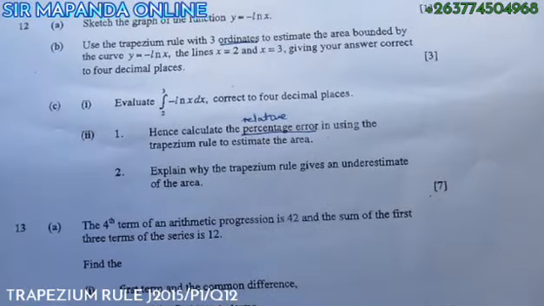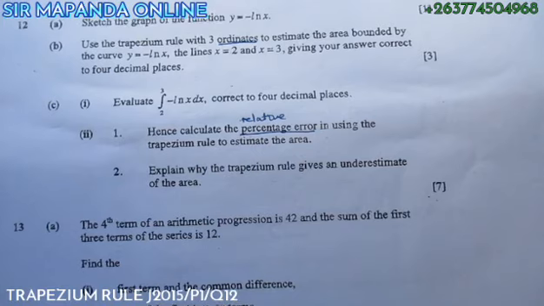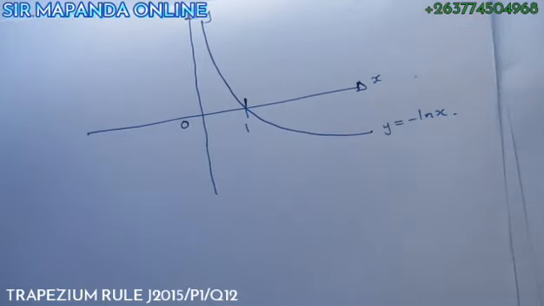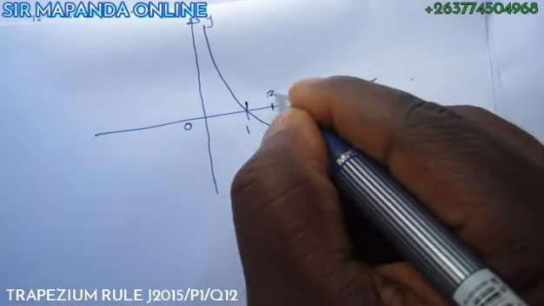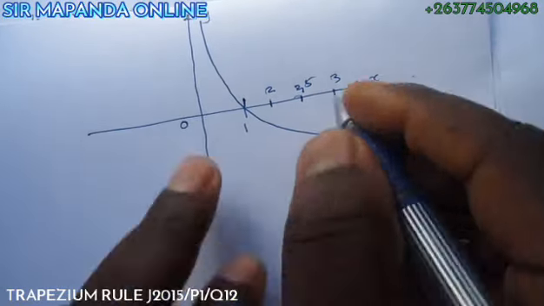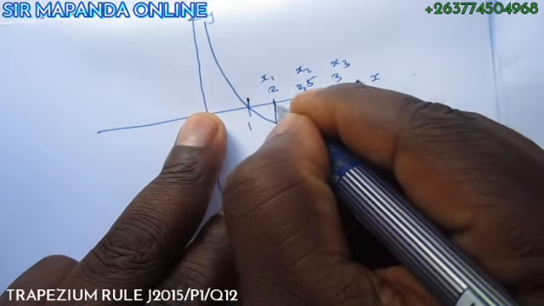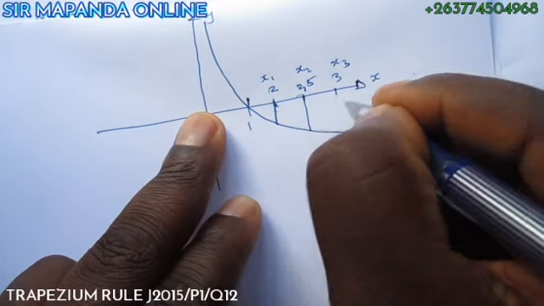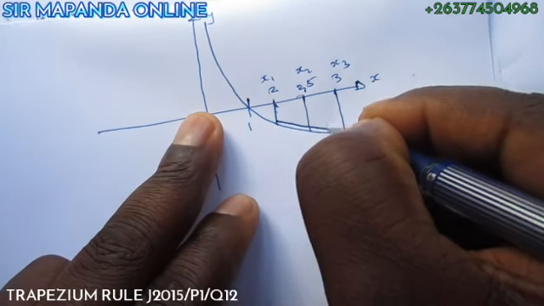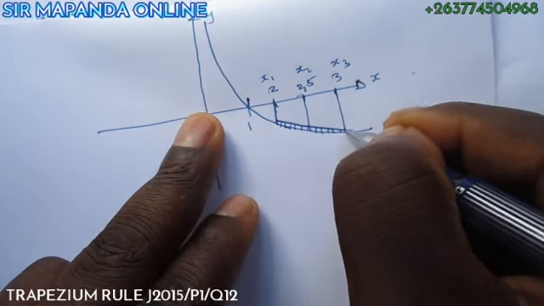It reads, explain why the trapezium rule gives an underestimate of the area. Right, so to explain, you can make use of your graph. Remember we started from 2.5 and up to 3. These were the x1, x2 and x3 ordinates. So if we are to draw our trapezium, you can notice that if we connect this and this, there is a space here which is being left out, the one that I have shaded.